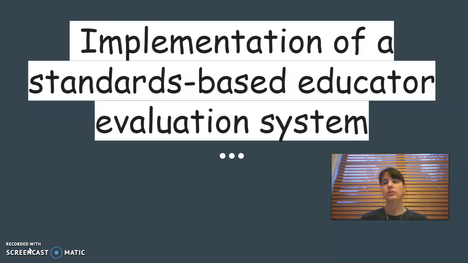We have been looking at different implementations of standards-based educator evaluation systems. So tonight I'd like to present some information I have, a compare and contrast of what we're doing now using a traditional model versus where we should be using a standards-based model.